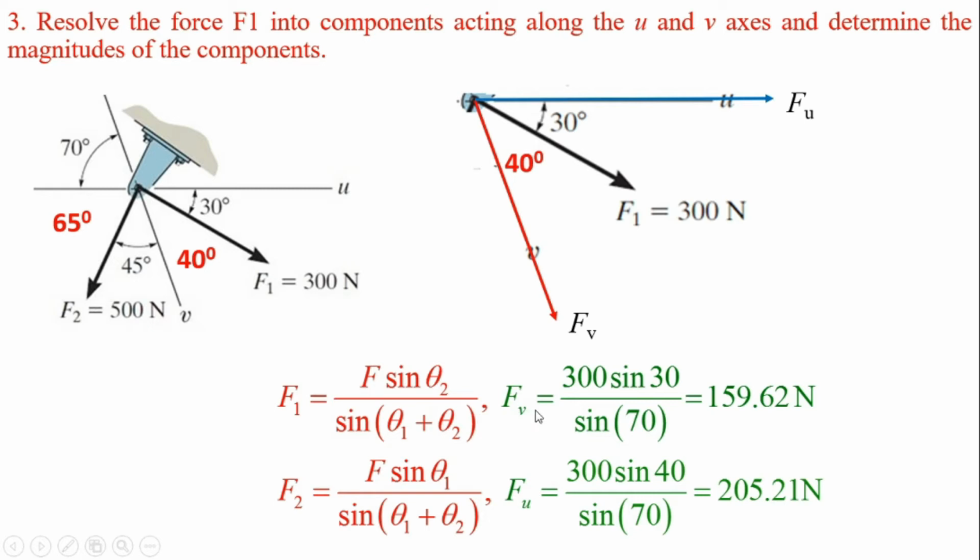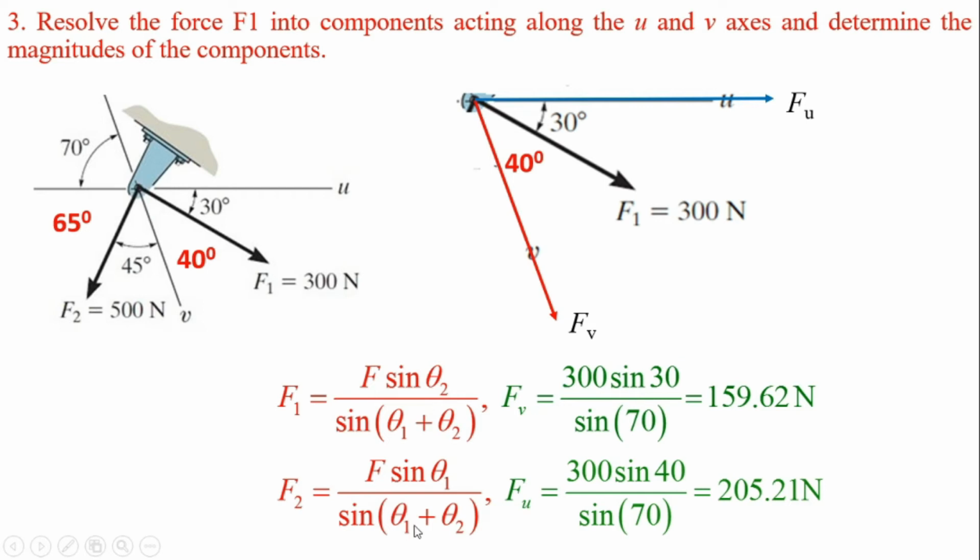So Fv is equal to F, the force which is to be resolved, 300 into sin of the angle between the second force and the component, that means theta 2. So if this is considered as F1, this is considered as F2, so this will be theta 2 and this will be theta 1. So 300 into sin of theta 2, 30, upon sin of theta 1 plus theta 2, and thus Fv is equal to 159.62 Newton.